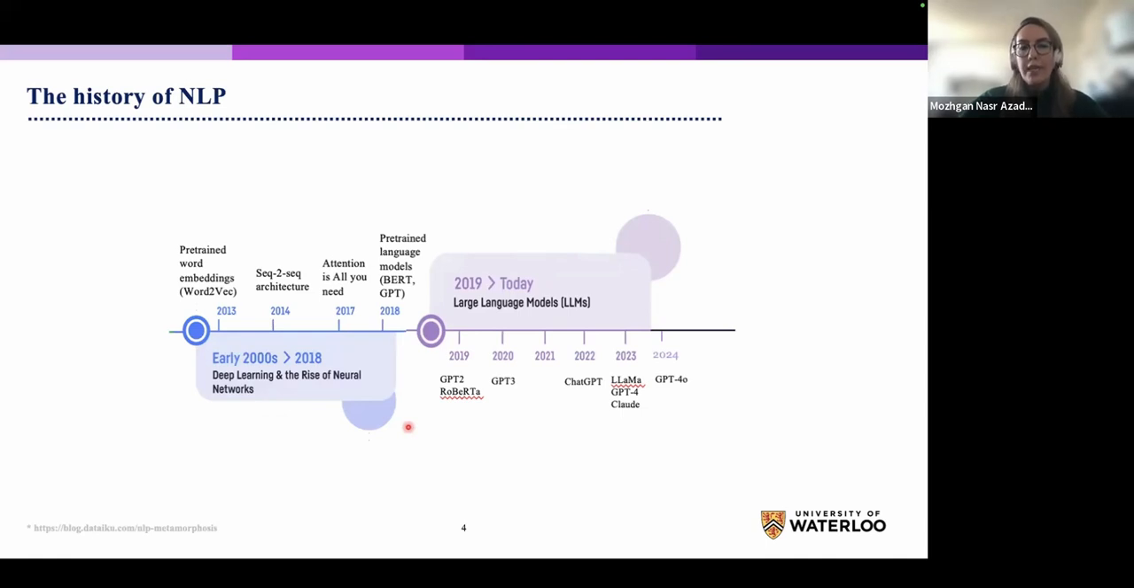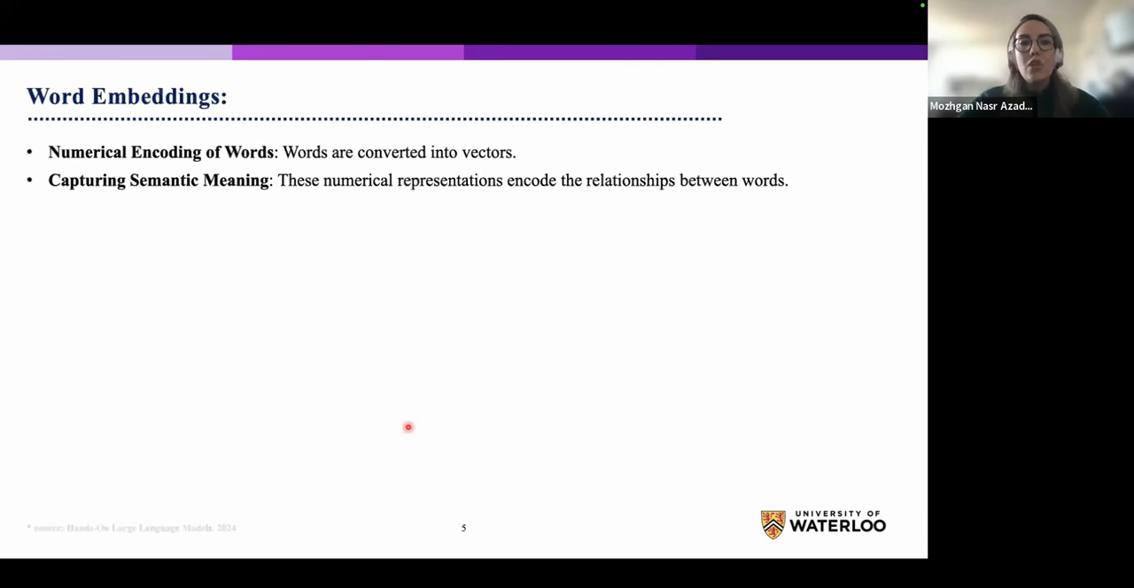So let's start from the beginning. What are word embeddings? Word embeddings in their simplest form are a way of representing natural language words with numbers, basically a numerical encoding of the words. Here we represent each word in our vocabulary with a vector of numbers. The purpose behind this is that we are trying to capture the semantic meaning behind each word. And how we do this is by finding the relationships between the words.